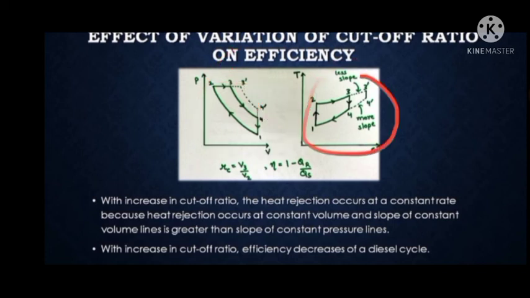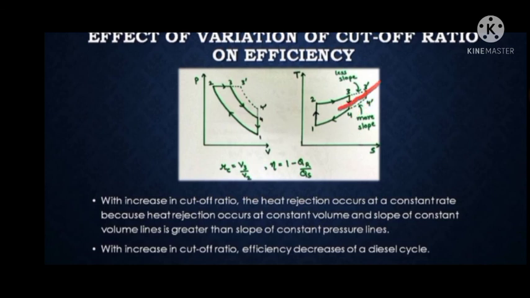Similarly, we are drawing this cycle in the TS diagram. In the TS diagram, 1, 2, 3, 4 is a normal diesel cycle, and 1, 2, 3 dash 4 dash is a new diesel cycle with increase in cutoff ratio. You all must know, as I have already told you, 2 to 3 is a constant pressure heat addition and 4 to 1 is a constant volume heat rejection. On the TS diagram, constant volume has more slope as compared to constant pressure.